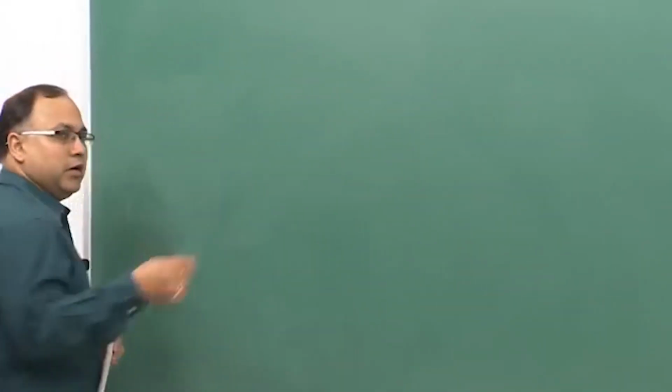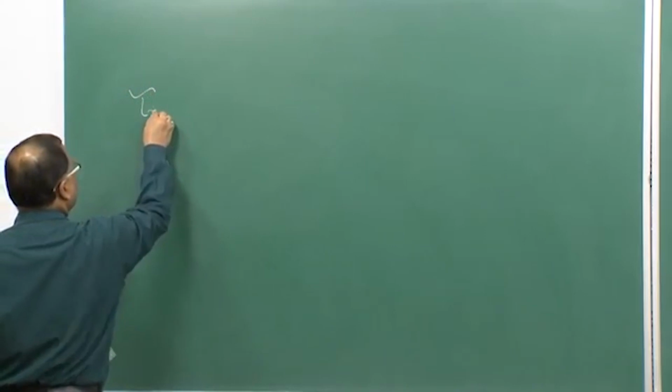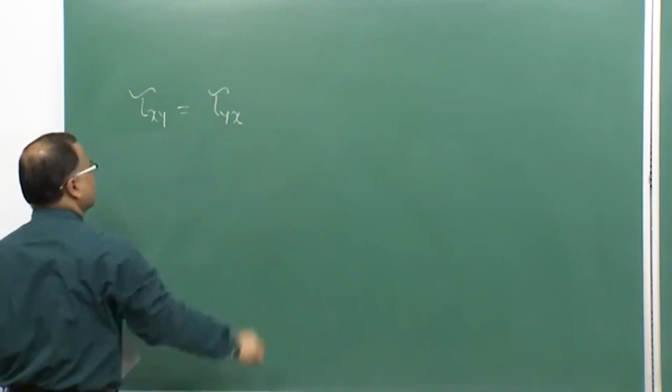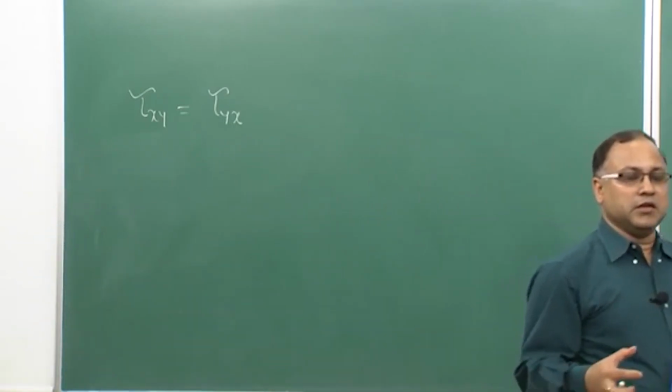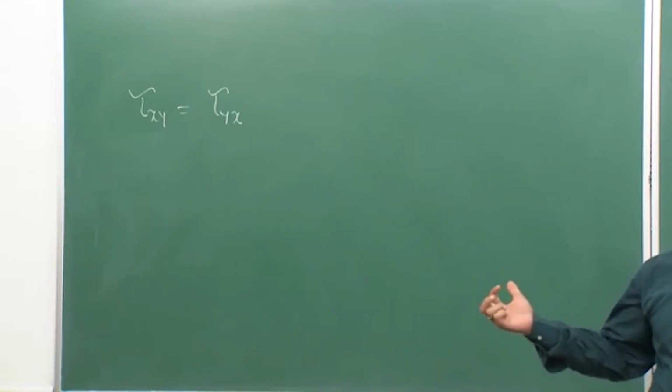Welcome back to the course Mechanics of Solids. So, in the last lecture, if you recall, we took the moment equilibrium condition, and we arrived at this relation. That means the cross shear is equal, right? Tau yx is equal to tau xy. Similarly, tau xz equal to tau zx, and so on.